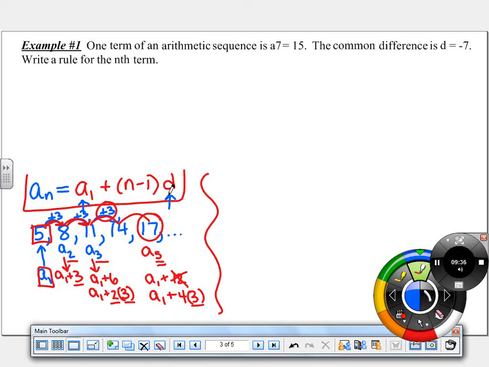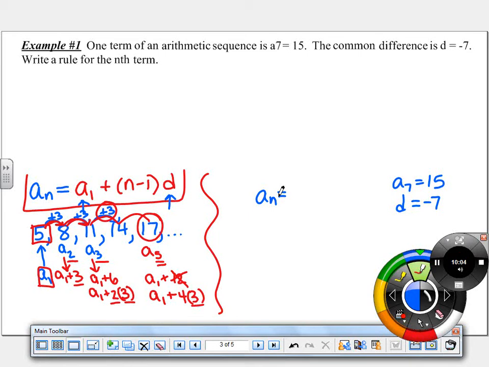So we know 2 things. We know that A7 is 15, and we know that D is negative 7. Okay? So if I'm going to write a rule for this arithmetic sequence, I know I want an to equal, and I want to come up with that formula where they can just plug in n. Since they say it's arithmetic, I know it's going to follow the same pattern as this one did. All the arithmetic sequences will.